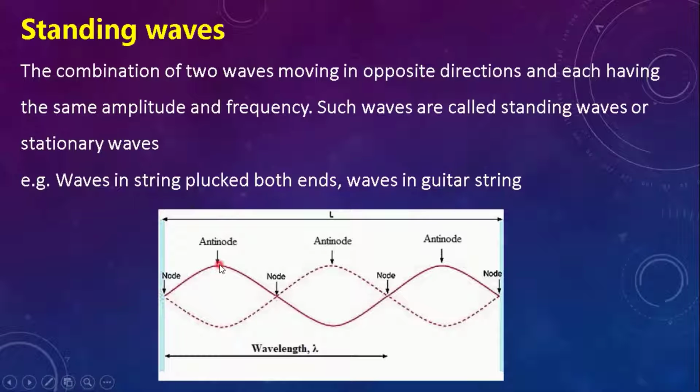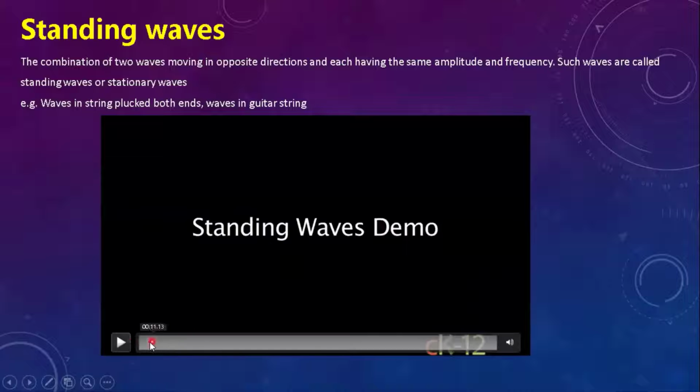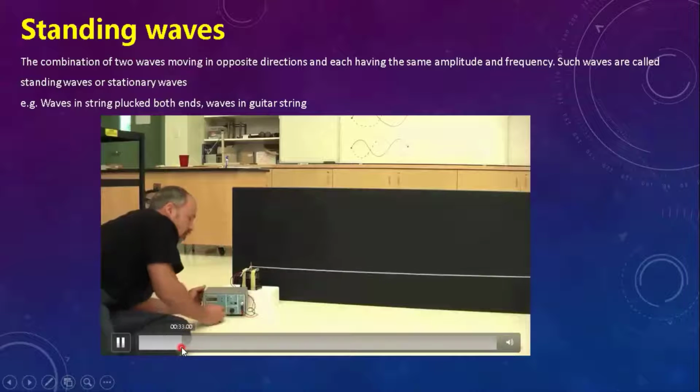Here, in stationary waves, the maximum amplitude is called an antinode. Zero amplitude, zero displacement, is called a node. Maximum displacement is an antinode, and minimum displacement is a node. So nodes and antinodes will form in standing waves. So these are the standing waves that we can see in our lab also.